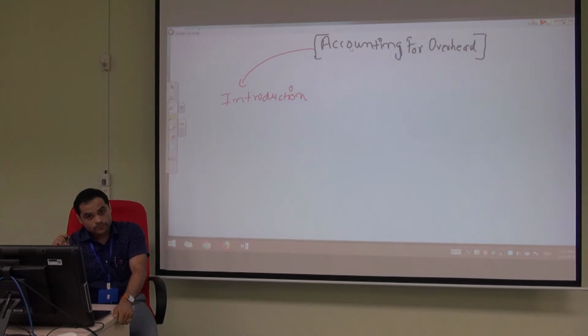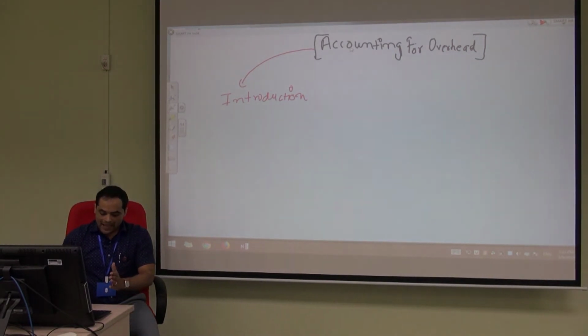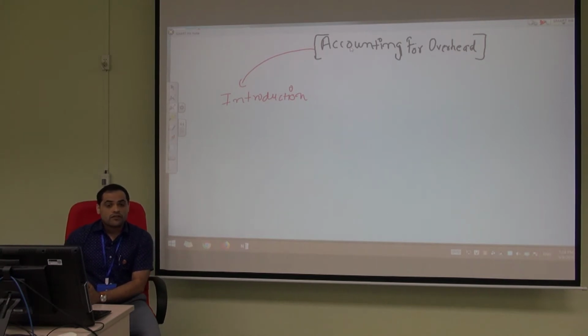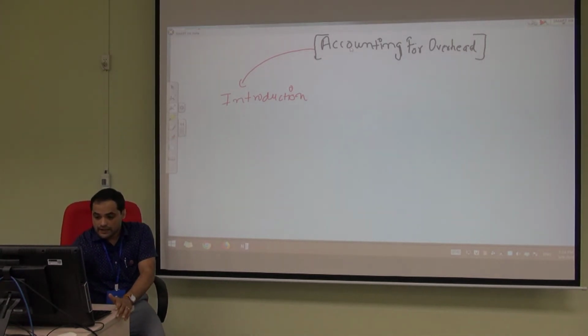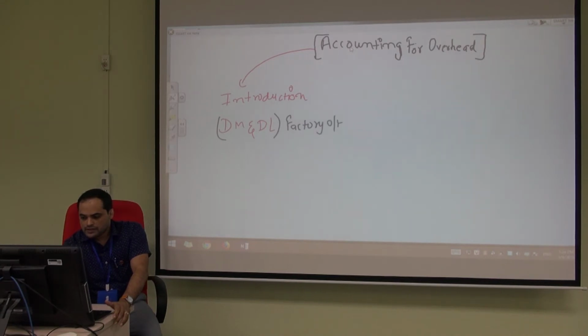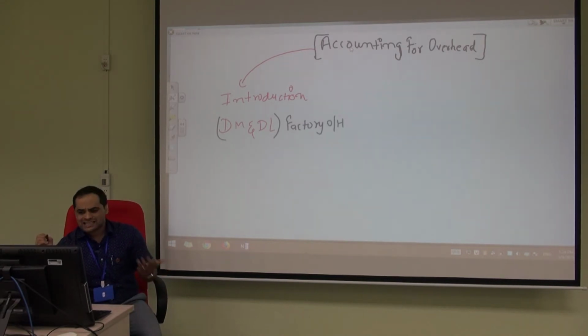So, what are factory overheads? Factory overheads means any kind of cost apart from direct material and direct labor in a factory. It's called factory overheads. Correct? Besides direct material and direct labor, whatever costs occur in a factory, of course in relation to production, are called factory overhead. Sometimes we call it manufacturing overhead. In simple language, we call it indirect manufacturing cost.